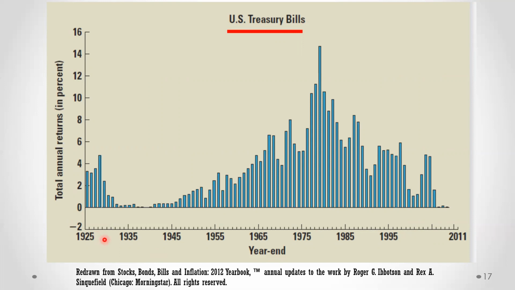The x-axis is the year, the y-axis is the total annualized return in percentage. As you can see, there are some ups and downs. Sometimes it's around 4%, sometimes it's 14%, okay? But importantly, there's no negative value, right? So realized return cannot be negative for US Treasury bills, as long as the US government doesn't default.